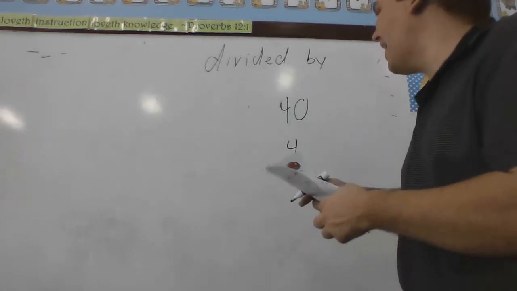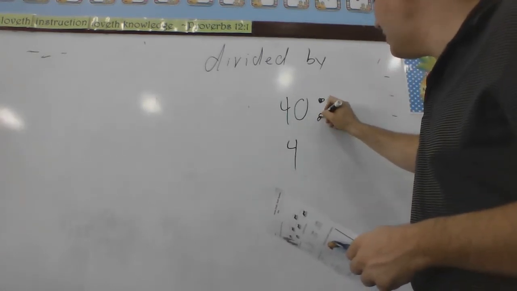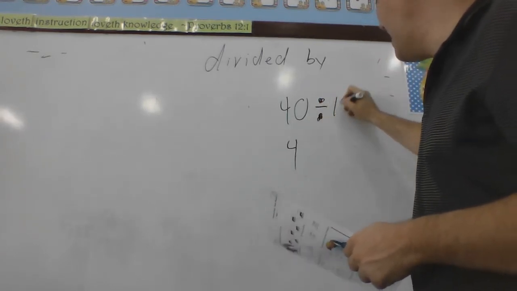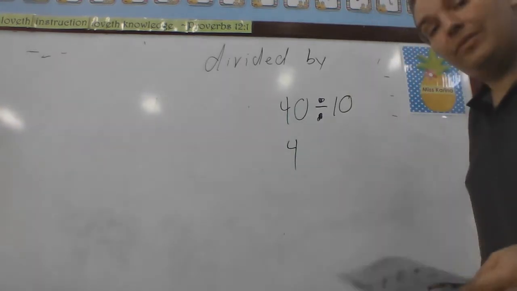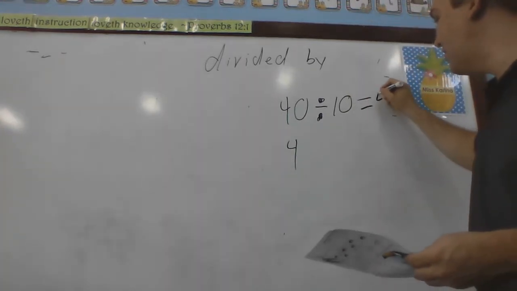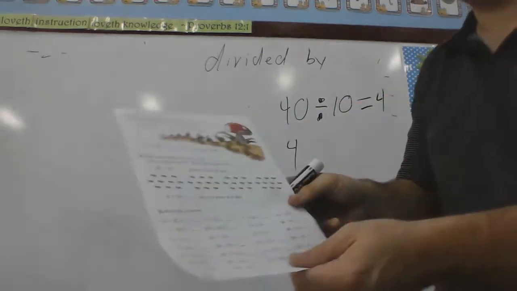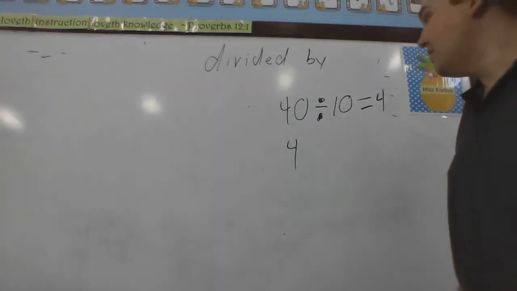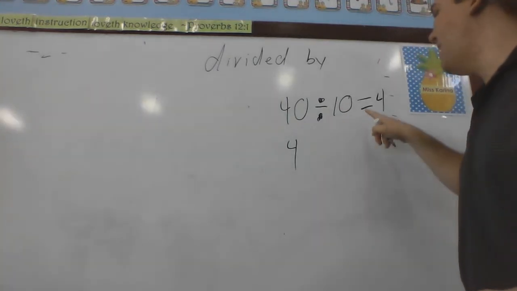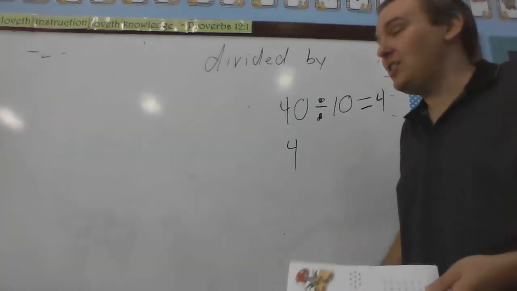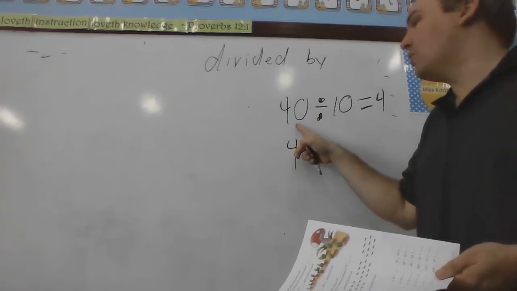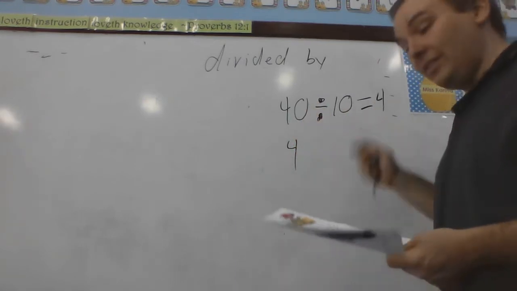So we have 40 ants, and we want to put 10 ants in each group. Our answer is 4. Because here we have 40 ants, we have 10 ants in each group, and we have 1, 2, 3, 4 groups of ants. So we say 40 divided by 10 equals 4. Or in Spanish, 40 entre 10 son 4.